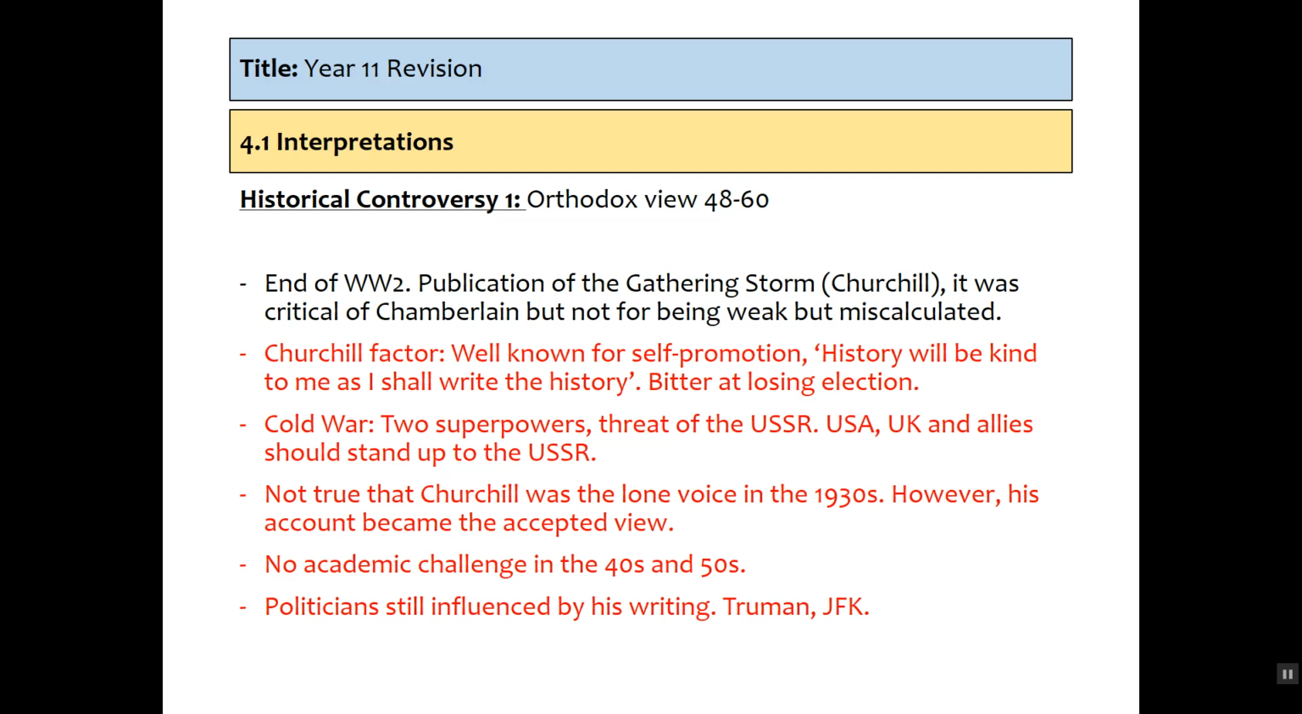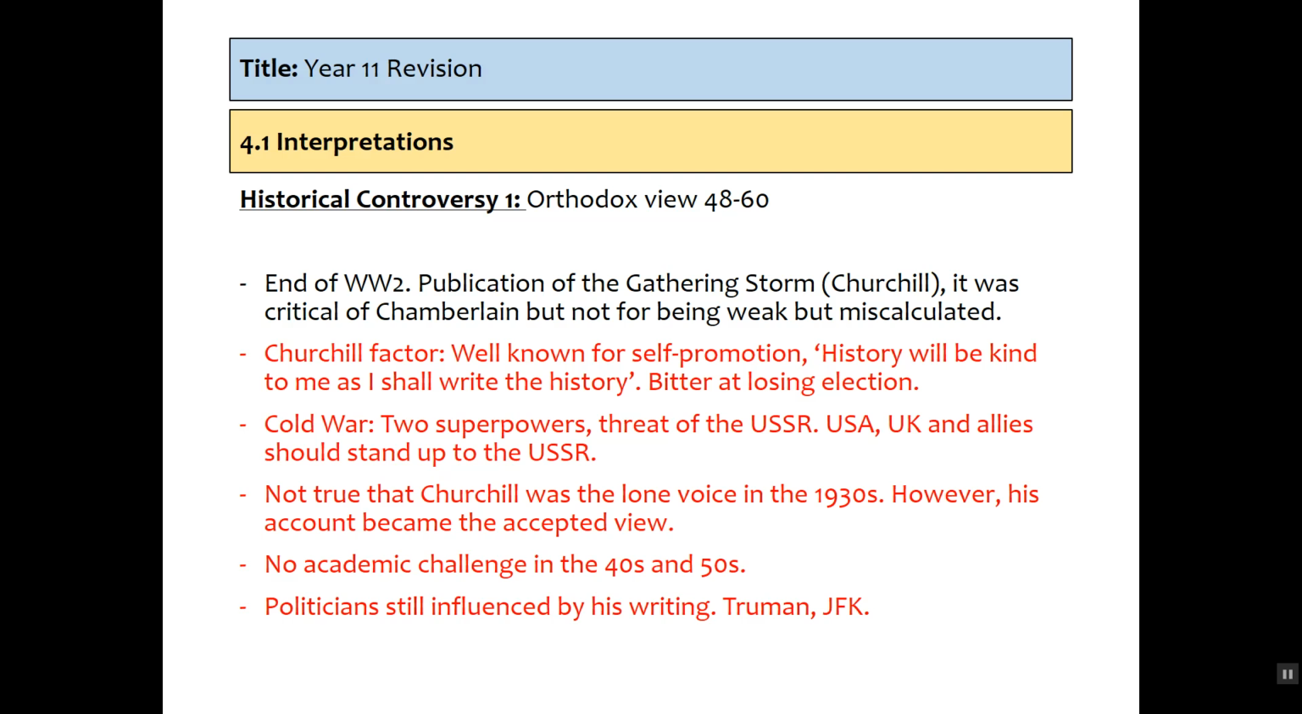It says he miscalculated, that he misjudged Hitler. Now, why does this view come about? We've got the Churchill factor. He is known to be his own kind of self-promoter, and he comes out and says, history will be kind to me as I shall write the history. He's bitter at losing the election, so when we talk about the Orthodox view now, we can say that at the time he was bitter for losing the election.